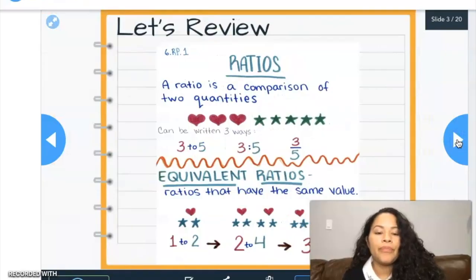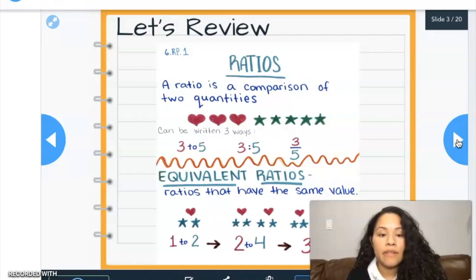So let's review ratios. A ratio is a comparison of two quantities. Typically, these quantities are of the same type of unit. In this instance, for example, we have shapes: 3 hearts to 5 stars. It can be written 3 ways: with the word "to," with the colon representing the "to," or 3 to 5 written as a fraction. Equivalent ratios are ratios that have the same value.